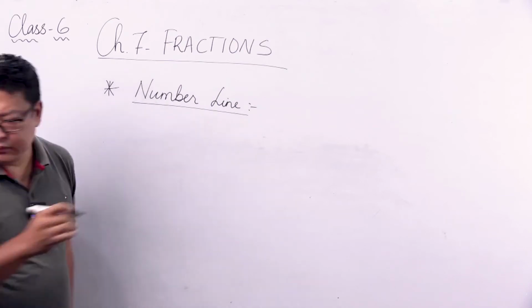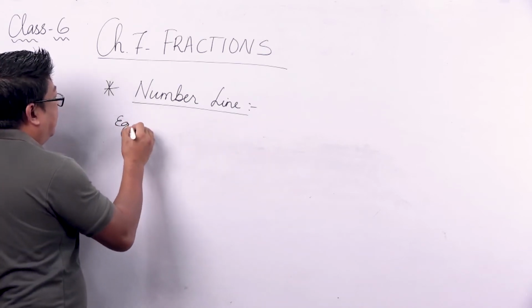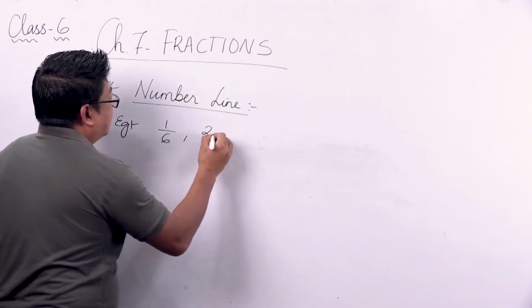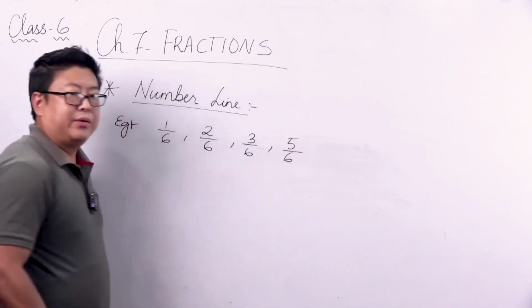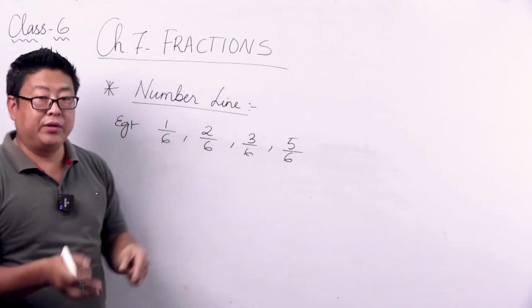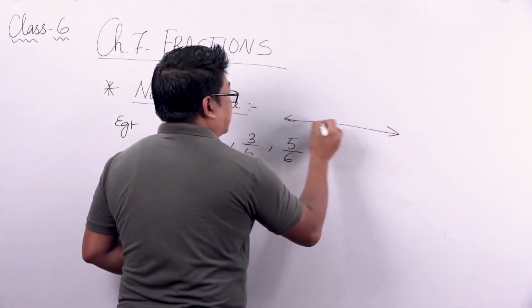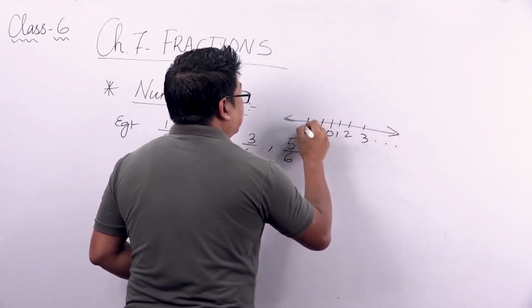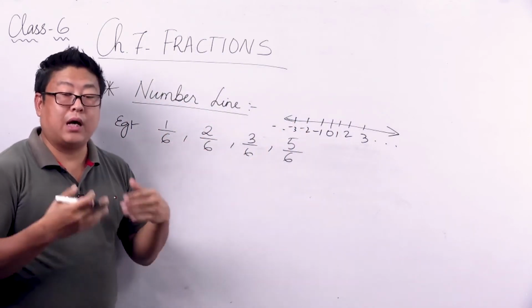So the first one is, let's take an example of plotting on the number line: 1 by 6, 2 by 6, 3 by 6, 5 by 6. Now, if the question comes, plot 1 by 6, 2 by 6, 3 by 6, and 5 by 6 on the number line. Now, on the number line, we have already seen there are no fractions. Only 1, 2, 3, and so on. Minus 1, minus 2, minus 3, and so on.